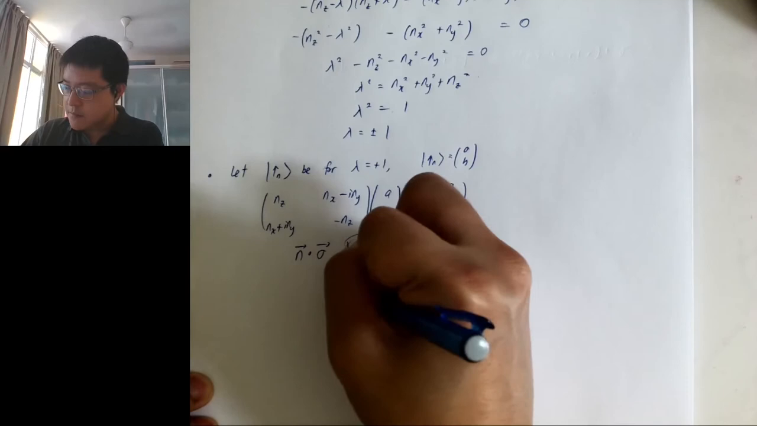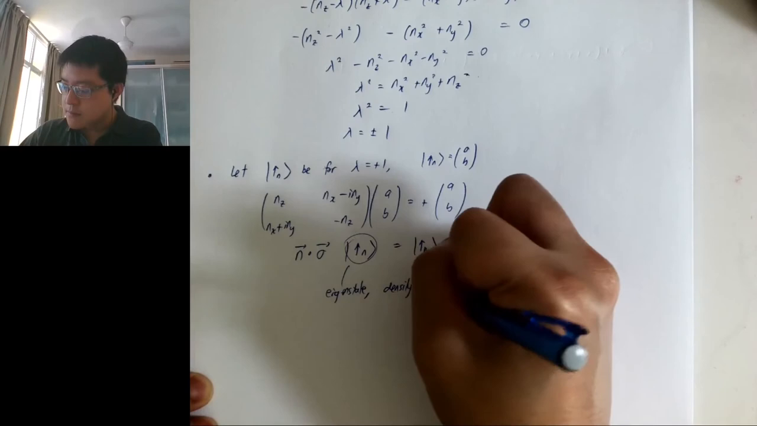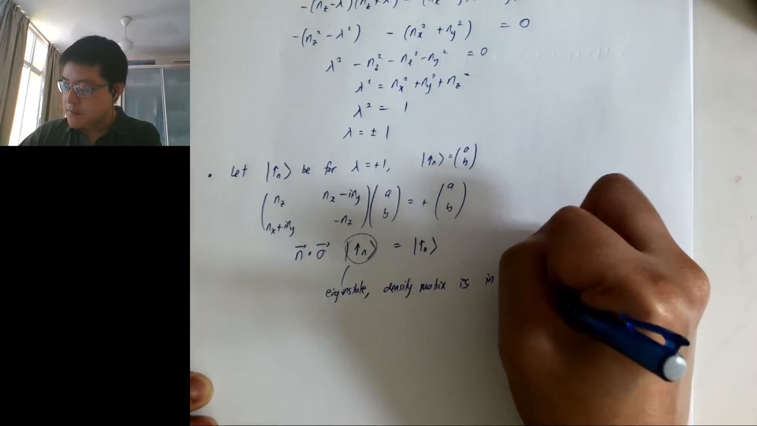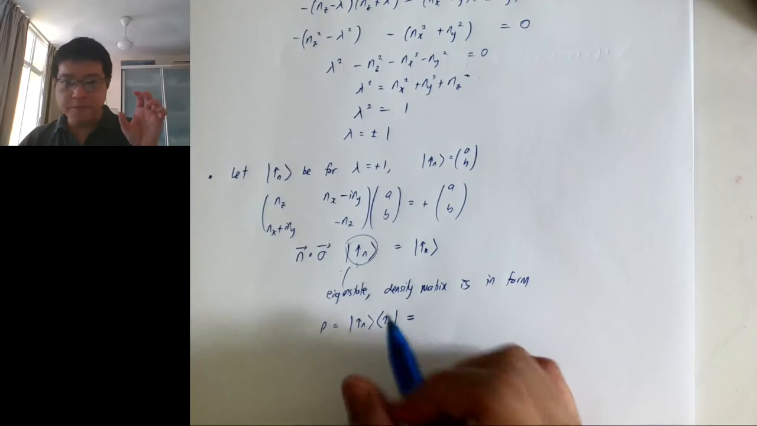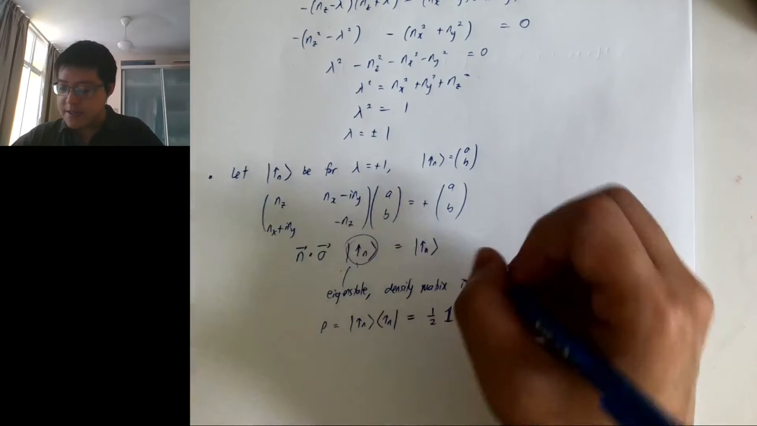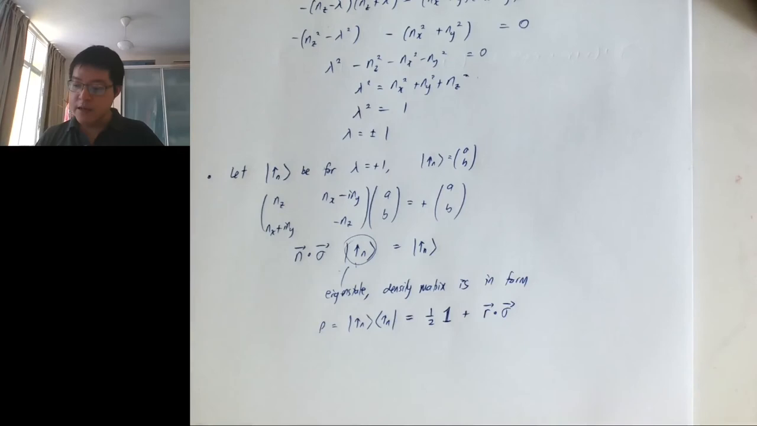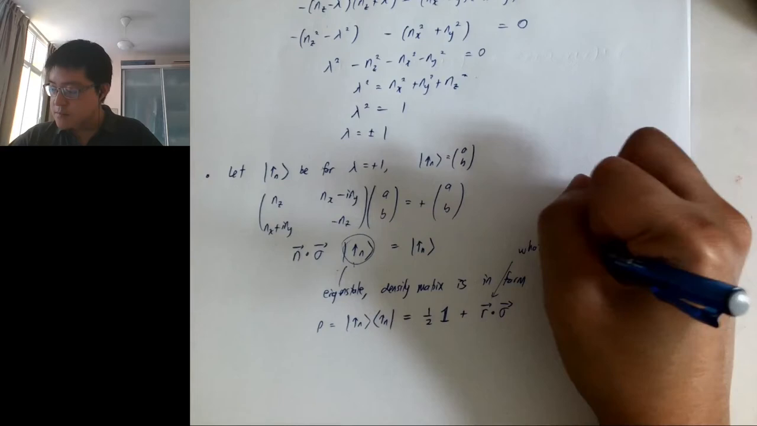Then the density matrix is in the general form like this, right? I changed my mind. So this is in the general form. That density matrix, I told you in the previous class, we have shown that whatever it is, it must be something times identity plus r dot sigma. Okay, so now we want to figure out what is r. That is what we want to find out.